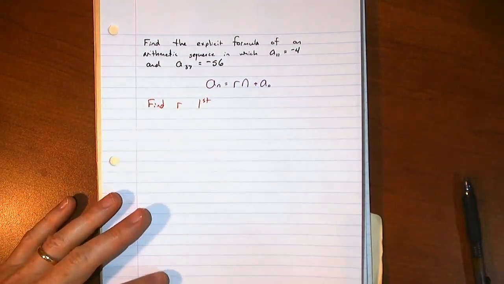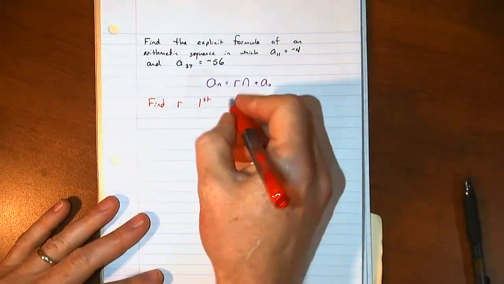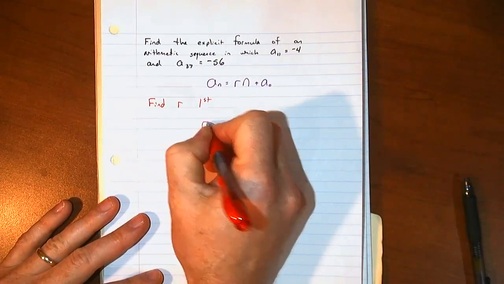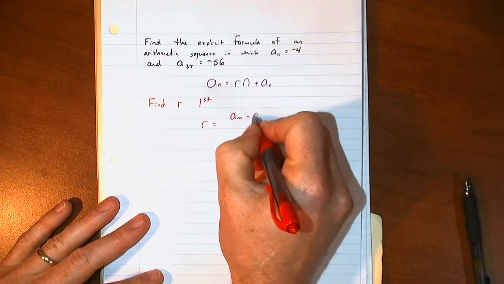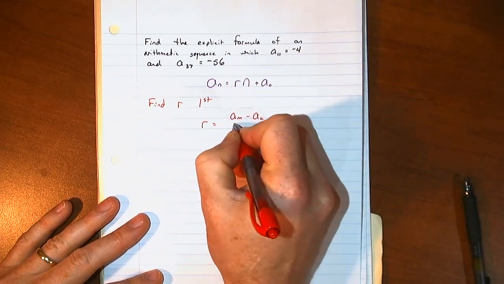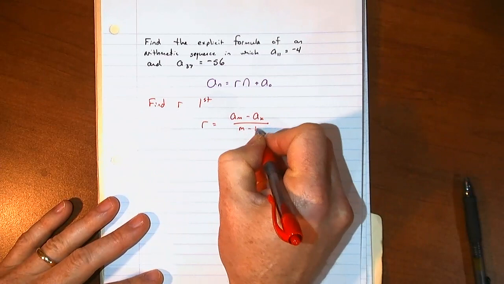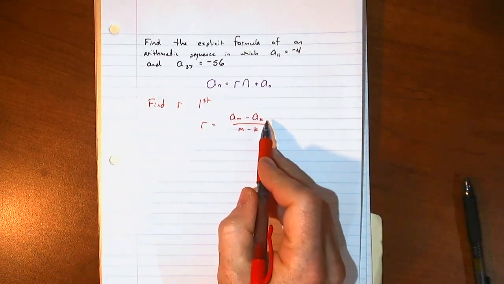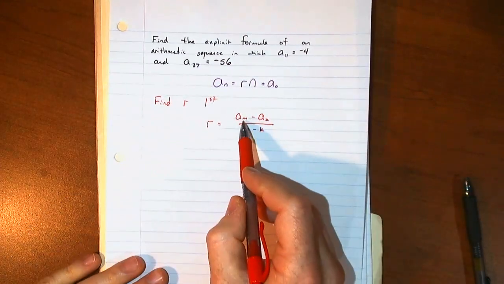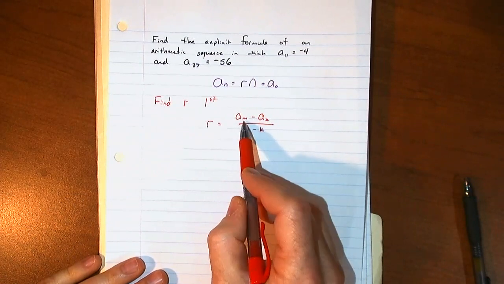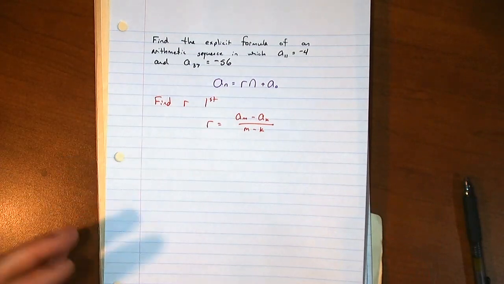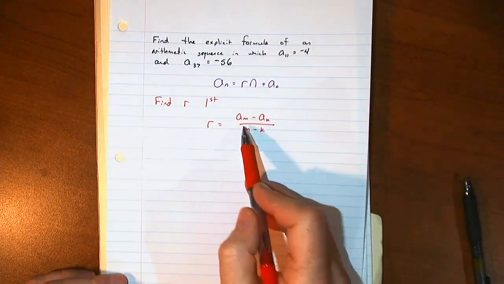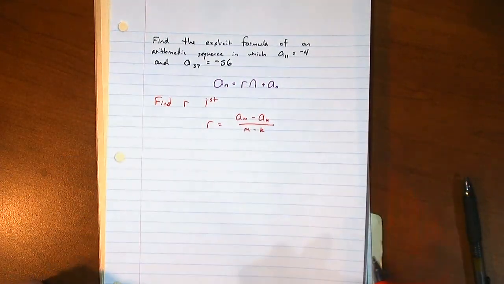And the way that I'm going to do that is with the formula that we just had on the previous piece of paper. R is equal to the difference of two terms' values over the difference of the two terms. And it doesn't matter which terms they give you. So it really doesn't matter whether you call this m and k or m and p or q and x, and it really doesn't matter, okay?